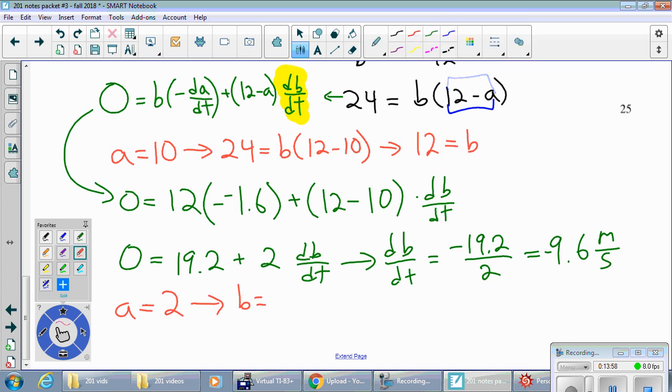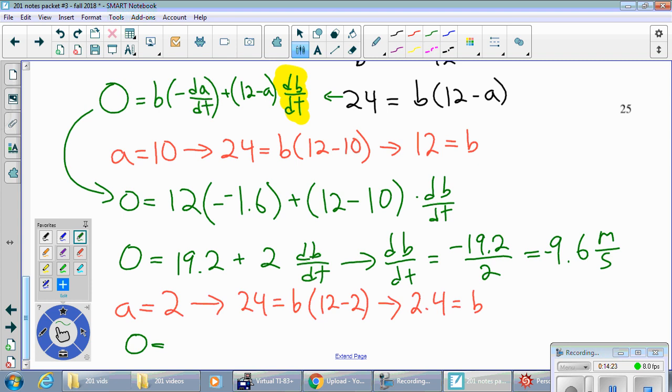All right, so let's do the calculation here. So 24 equals B times 12 minus 2. So that's 10, so I guess that makes B equal to 2.4. And then everything else is the same. So we're doing the same green equation. I'll try to keep it on the screen there at the top. And so in this case, 0 equals, so instead of B now, we got 2.4, and then negative 1.6, and then plus 12 minus A, and now A is 2, times the dB/dt.